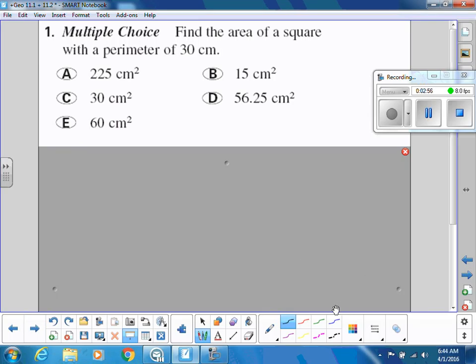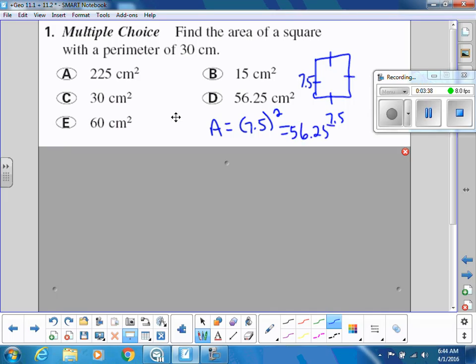So find the area of a square with a perimeter of 30. So if I have a square, and again, in geometry, it's helpful to draw out a picture. If I have a square with a perimeter of 30, remember all of these sides are congruent. So what would each side be if the perimeter was 30? So we would just divide by 4, right? So each side would be 7.5, right? So all we have to do then for the area is do 7.5 squared. So if I do that, that gives me 56.25, okay, which is D.